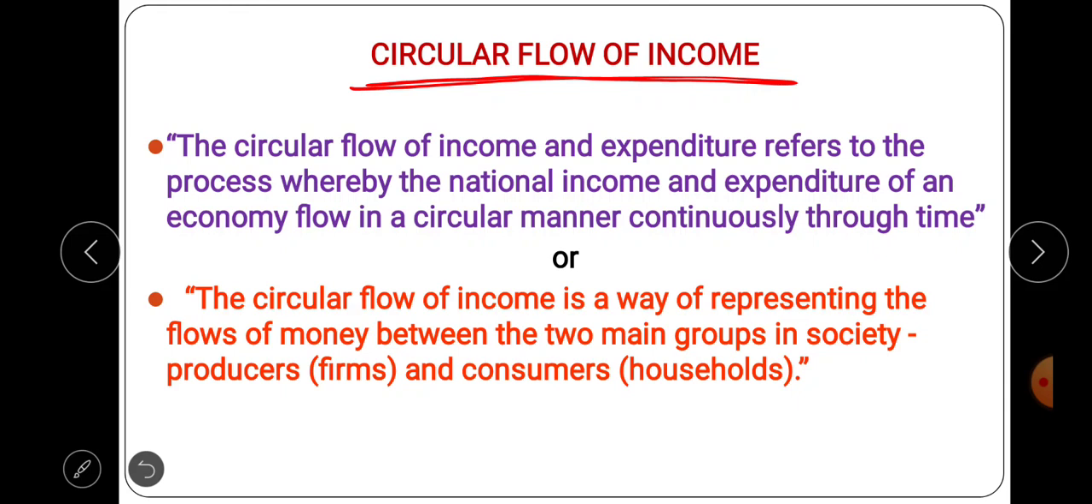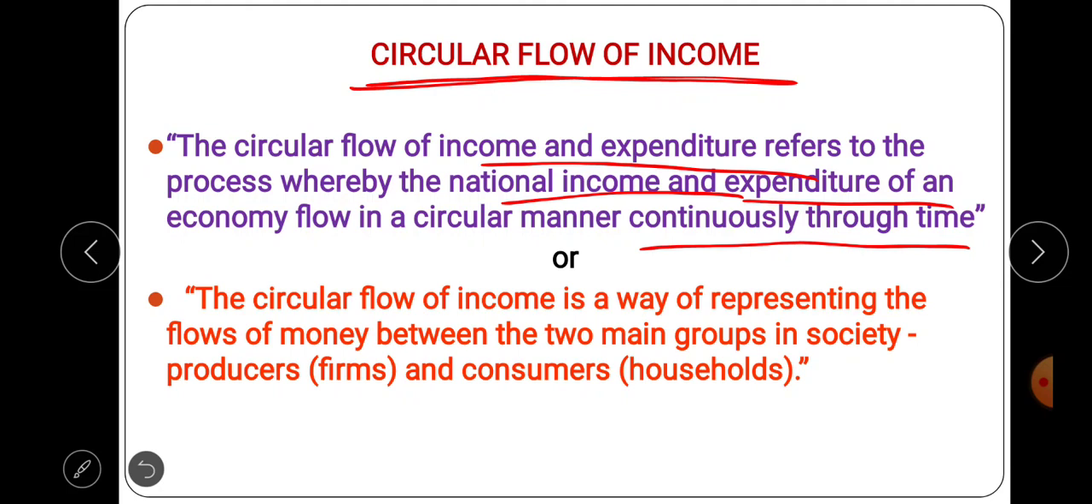So, what is the definition for this circular flow of income? The circular flow of income, or we can say the expenditure, refers to the process whereby the national income and the expenditure of an economy flow in a circular manner continuously through time. Okay. So, this income and expenditure, these two aspects are continuously flowing in an economy.